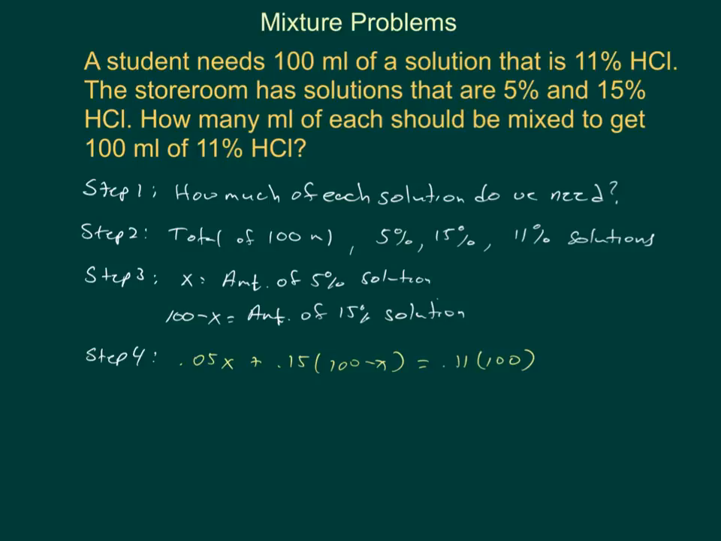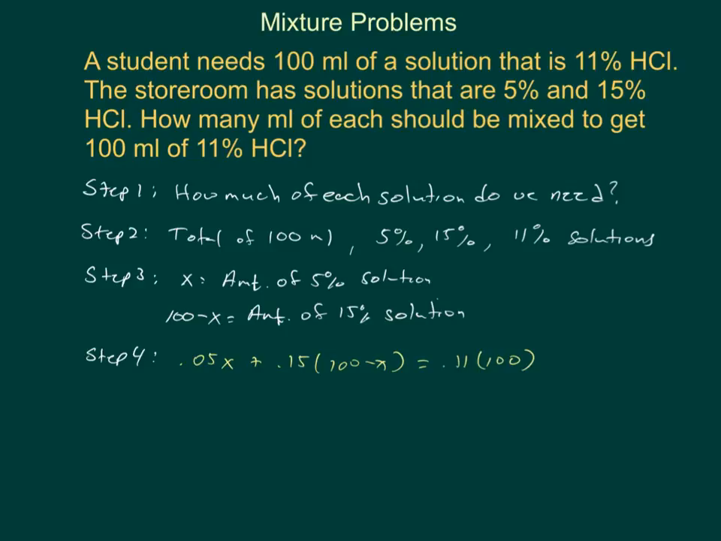Now, in this case, we want to assign the variable. We did say let it be the smaller of the two, so you have a choice. We can't necessarily say which one is the least amount here. So I'm just going to let x equal the amount of 5% solution. You could let x equal the amount of 15% solution. It's not going to make a difference on the problem. Since we know we have to have 100 milliliters total, and x is the number of milliliters of 5% solution, the number of milliliters of 15% solution we need is 100 minus x.